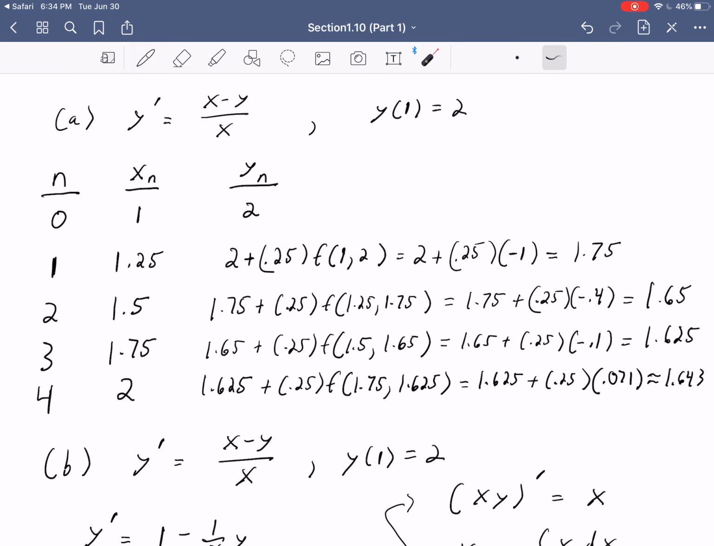It just basically involves plugging in the previous steps from your approximation into your differential model. That gives you the slope. You use that slope times your step size, and then you allow that to be added onto your previous y value to get your next y value.